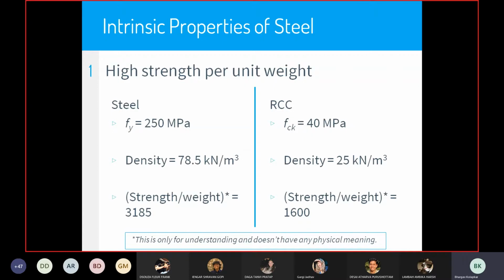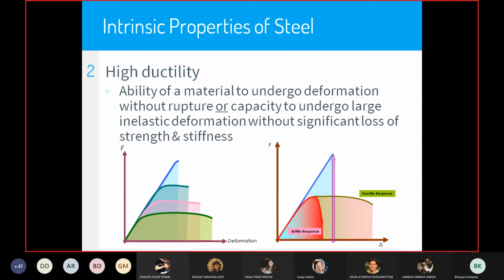Lesser cross sections are going to give you more space to plan. They are going to optimize your FSI. Okay, so I think this is a very important edge that steel has over reinforced concrete.